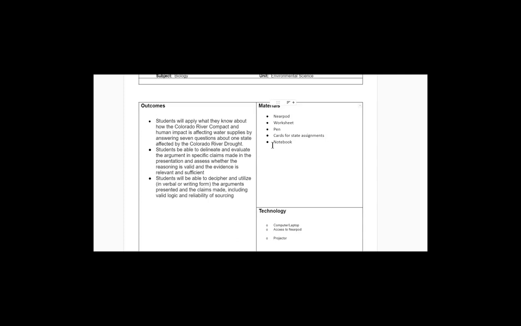Now, as far as materials and technology, like Dr. Mendez stated, materials and technology go hand in hand. In this case, it does, simply because it's a technology-heavy lesson plan, and it starts off with Nearpod. So Nearpod, if you don't know, is an interactive educational website where teachers can create interactive presentations, which can be embedded in videos, games, and activities.